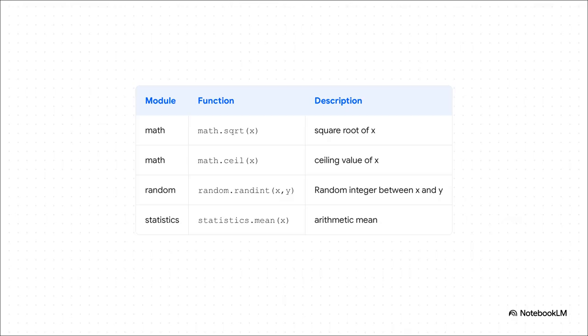And just look at this. This is just a tiny little sample. The math module has functions for things like square roots. The random module can just spit out a random number for you. Need the average of a bunch of numbers? Don't write it yourself. Just use the statistics module. You just type import, tell it which cookbook you want, and boom, you've got all these new superpowers at your fingertips.